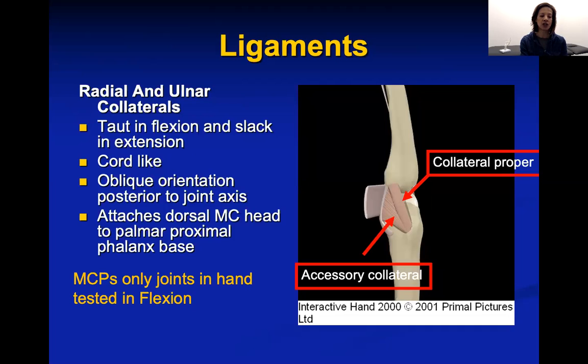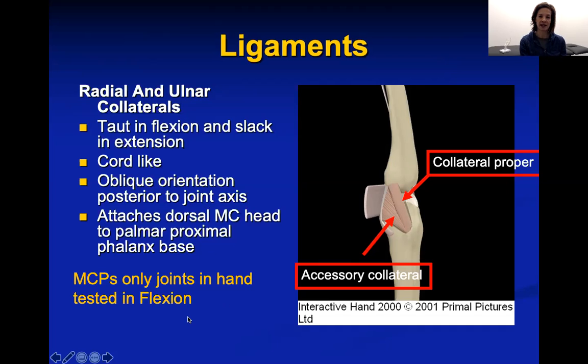The radial and ulnar collateral ligaments are taut in flexion and slack in extension. So at that level, these are the only ones that we're going to test our ligaments in flexion. So MCP flexion is how we're going to test our ligaments, where the other ones we're going to test with the DIPs and PIPs in extension. They're oblique in orientation, and they are posterior to the joint axis, attaching the dorsal MC head to the palmar proximal base, so dorsal to palmar.